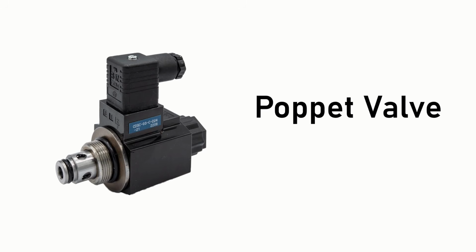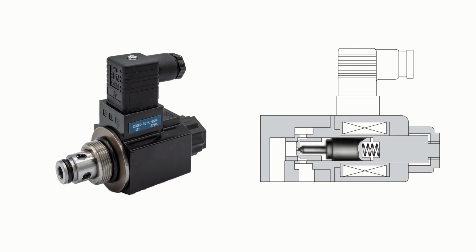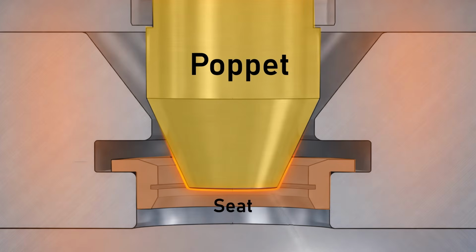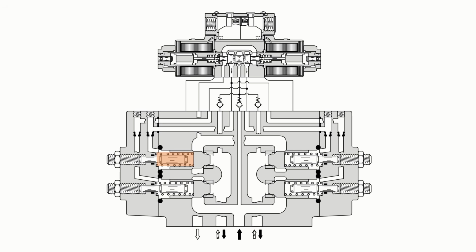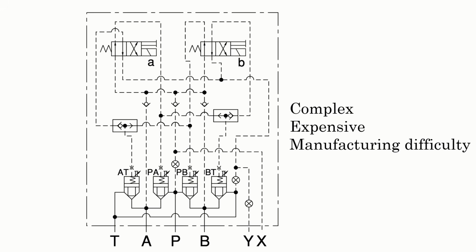A poppet valve, also known as a seat valve, uses a seat type sealing mechanism. A poppet is pressed against a seat, creating a very tight seal with minimal leakage. Also, they can typically handle higher pressure than a spool valve. But poppet valves have their own limitation. In a poppet-based design, each flow path requires a separate sealing element. So creating a full 4x3 directional control valve using a poppet mechanism becomes complex, more expensive and hard to manufacture.